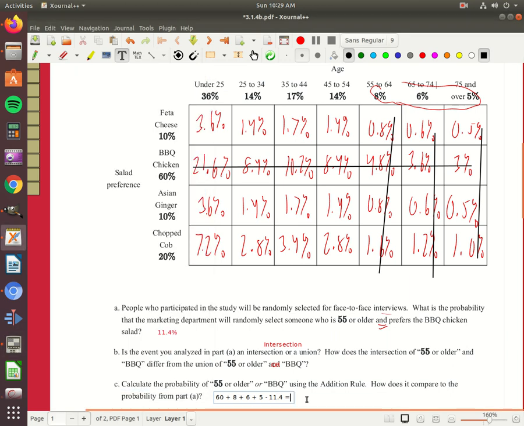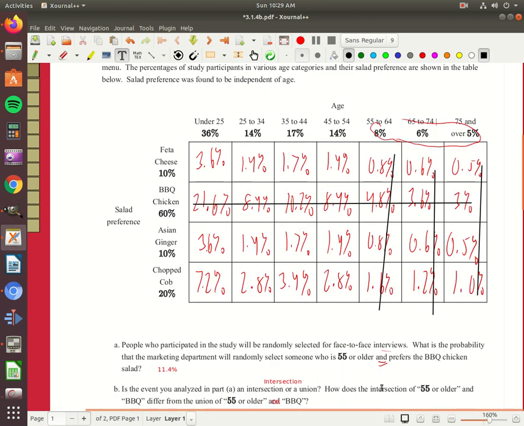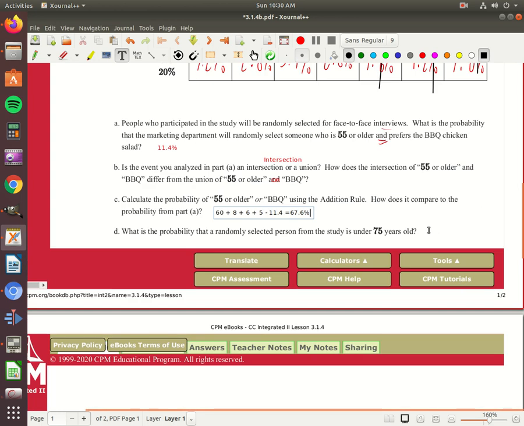Geez, 67.6% of people are the, or the union. So it says, what's the probability that a randomly selected person from the study is under 75 years old? Well, here are two ways we could do this. We could add up all these: 0.5 plus 3 plus 0.5 plus 1 is 5%.